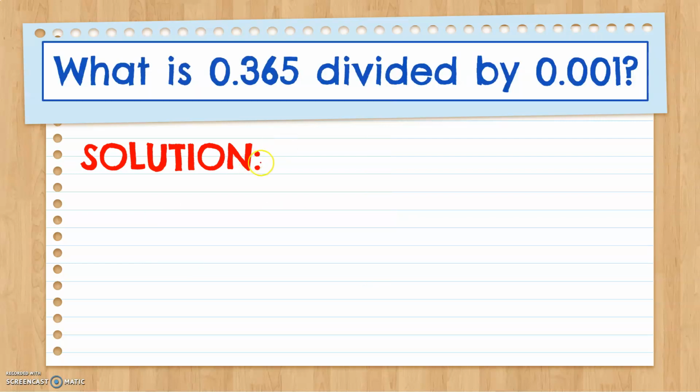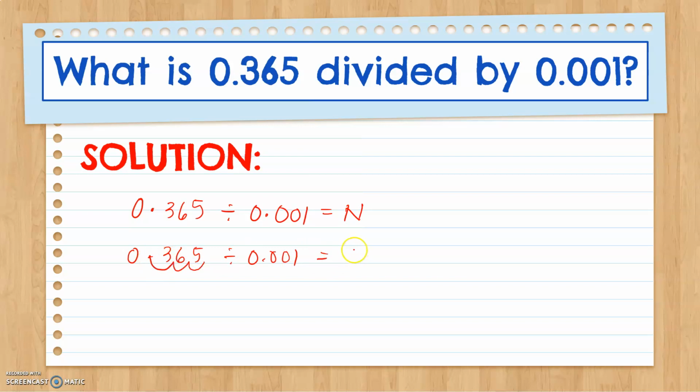Last example, what is 0.365 divided by 0.001? This time, our divisor has 3 zeros, so that means we will need to move 3 times to the right. Okay, so if we will move the decimal point of our dividend 3 times to the right, we will have 1, 2, and 3. So that means the final answer will be 365, or our quotient will be 365. There's no need for us to put the decimal point here because it's a whole number.